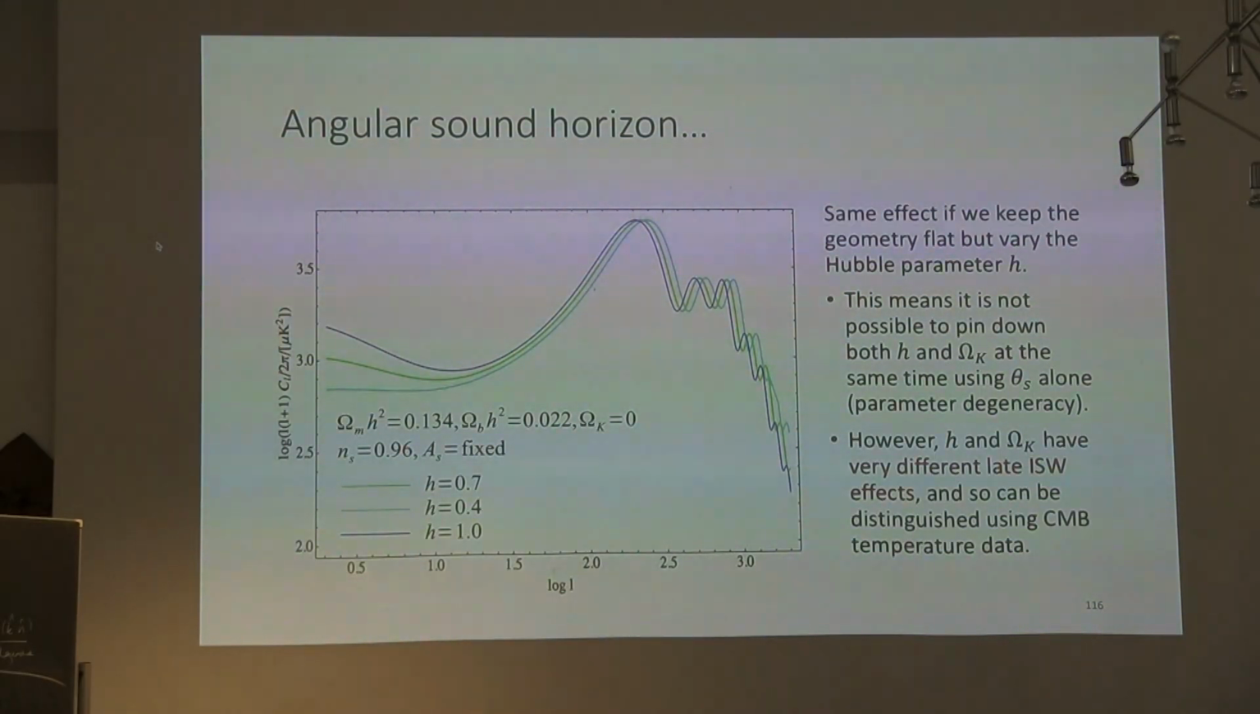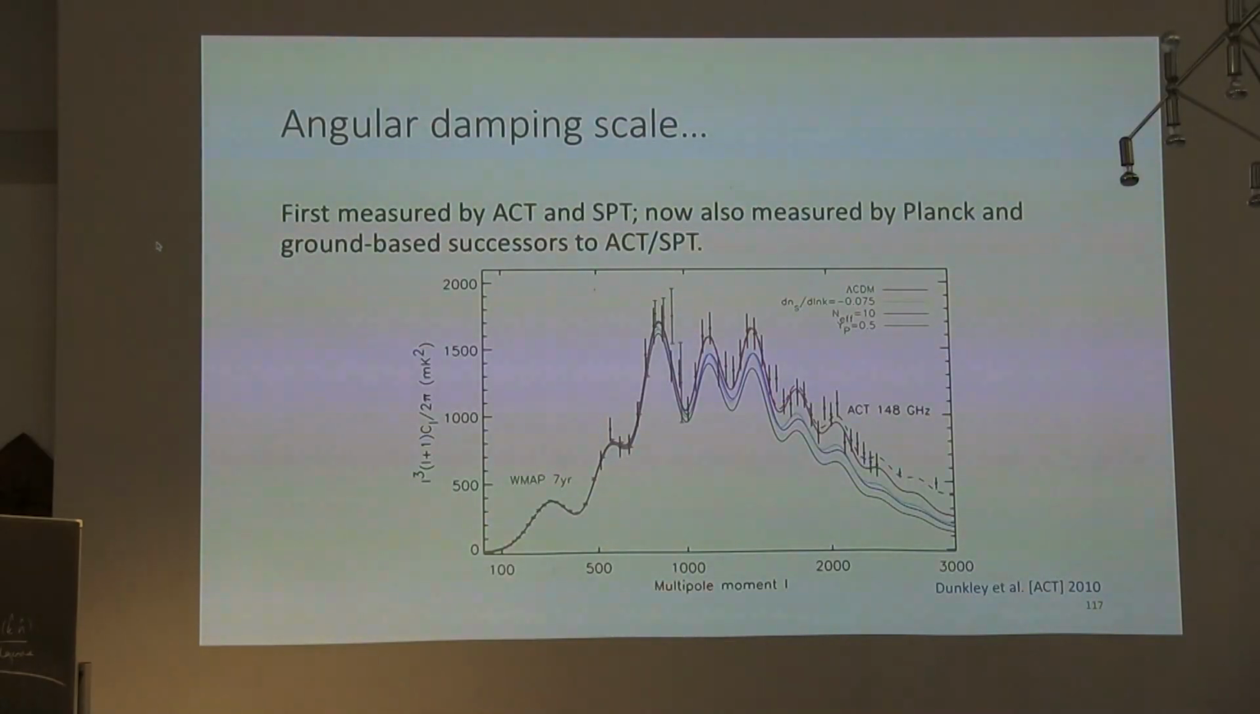So we have practically pinned down all the parameters, I think, okay? But there's still one thing that has become very important in the last 15 years, and that is the measurement of this damping tail, okay, by various probes like ACT, SPT, etc. Okay, and primarily what they are probing over here is the angular damping scale.